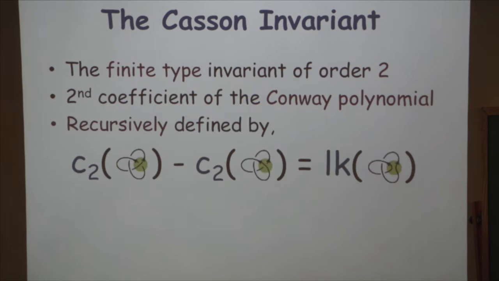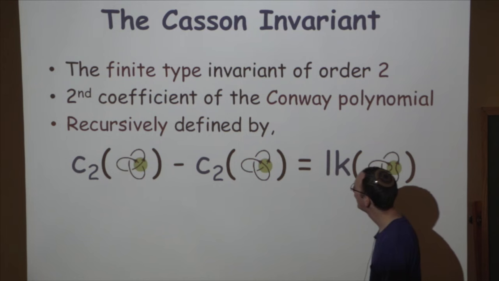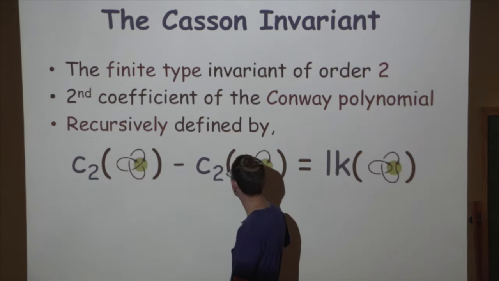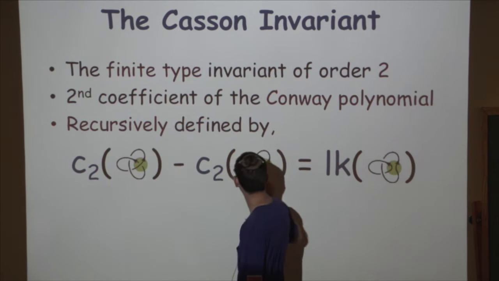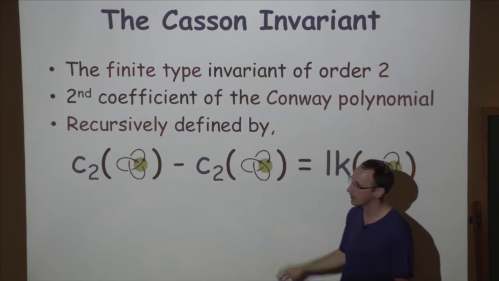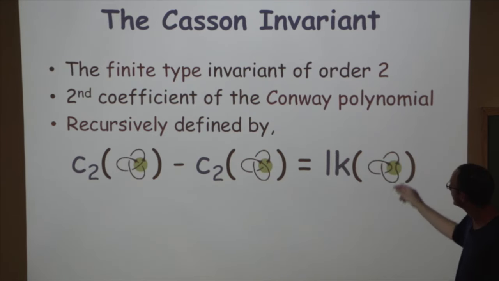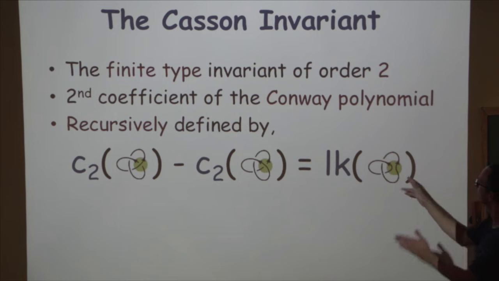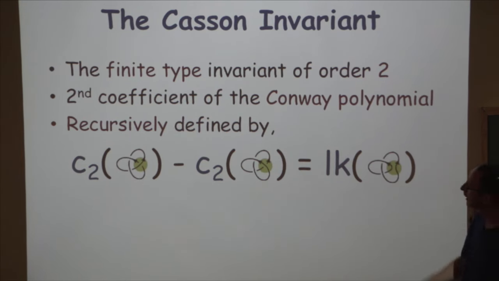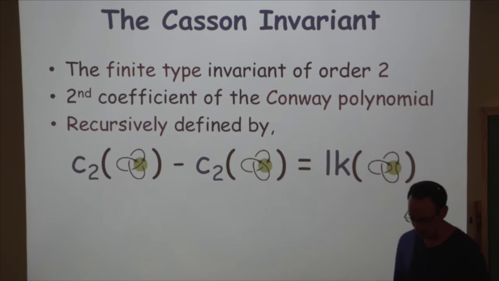So a more constructive definition is as follows. If you want to compute the difference between the Casson invariant of two different knots that differ in the sign of one particular crossing, this difference will be the linking number of the smoothing of this crossing. So smoothing is exactly what you see in this picture. So for example, what is the Casson invariant of the trefoil?